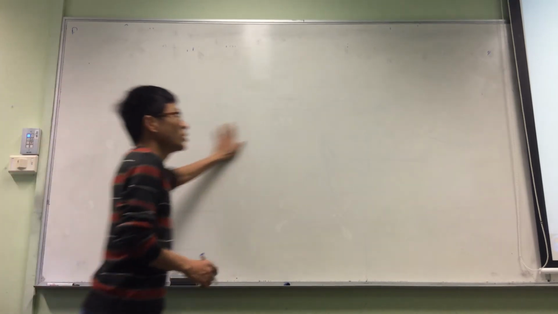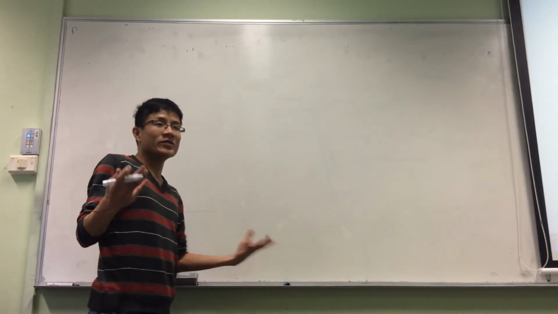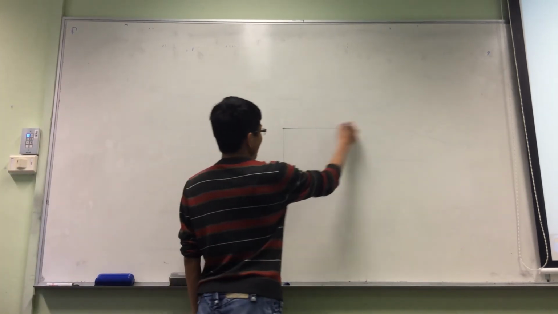Right. So the image only has 0 and 1. So an image is basically an array.